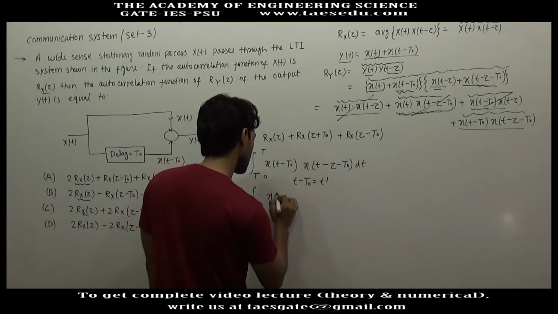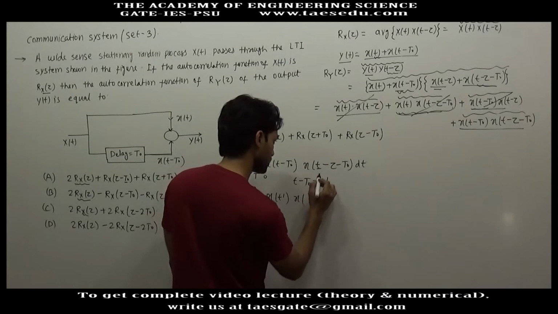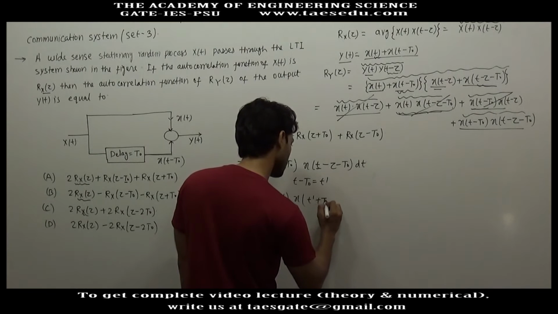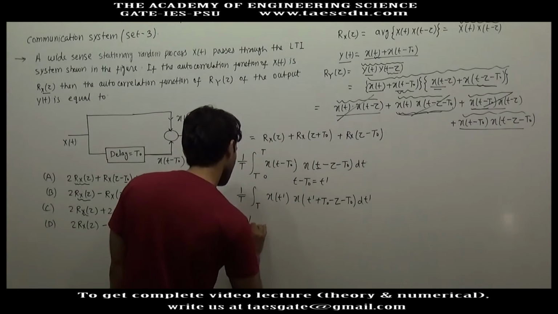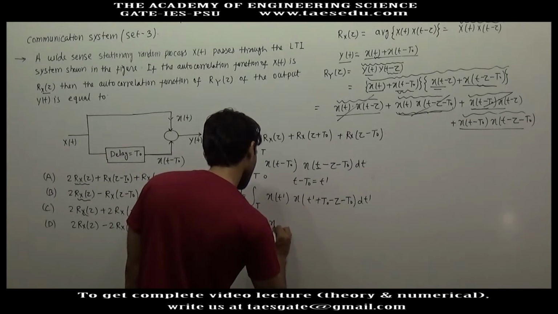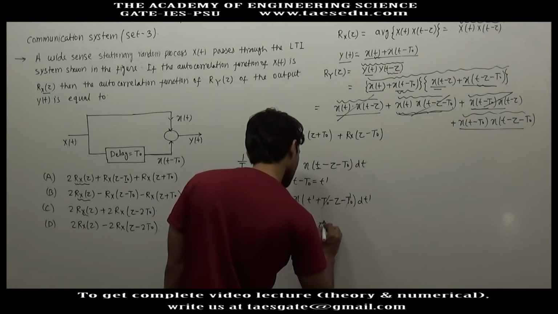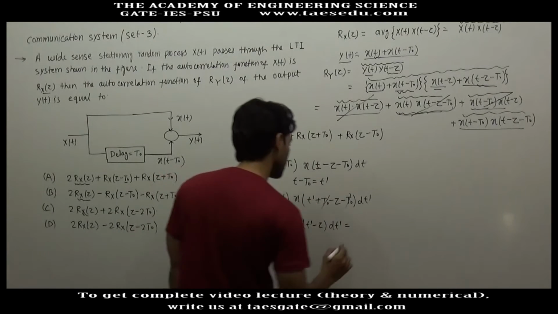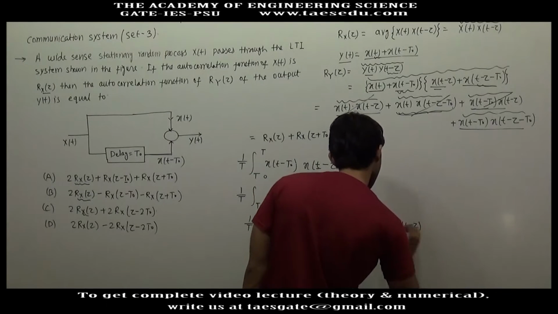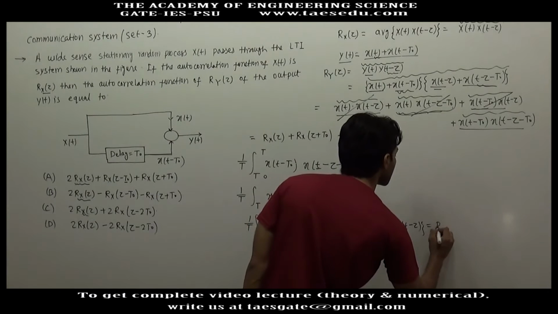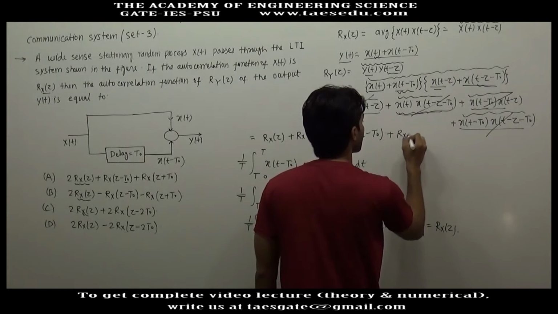T minus t naught is t dash. At the place of t, we have t dash plus t naught. So we will put t dash plus t naught minus tau minus t naught dt dash. This is 1 by T, x(t dash), x, t naught and t naught are cancelled, t dash minus tau dt dash, and this is nothing but the average of x(t) into x(t minus tau), and this is Rx(tau) only. So the fourth expression is nothing but Rx(tau).